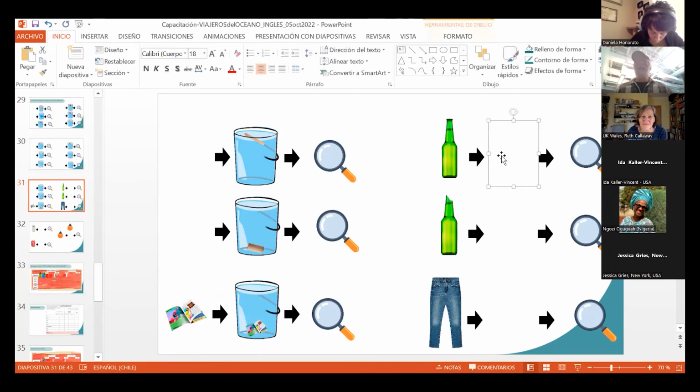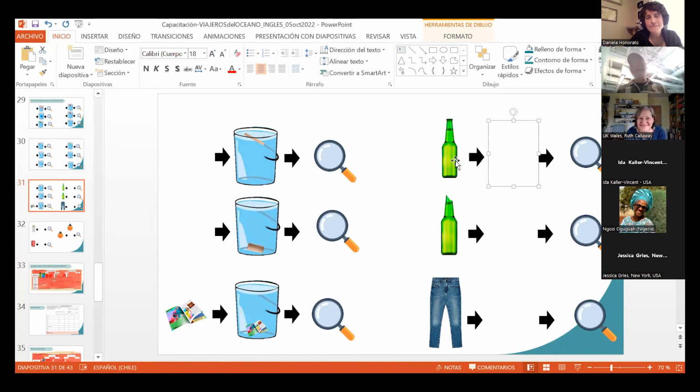I'll just do two more tests with you. How about this bottle? What do you think? Does it float? Does it sink? It has a lid on it, and it looks full. Yes, it's full of beer. Well, then it won't float.